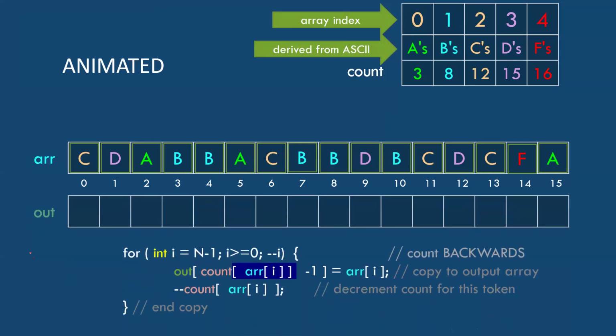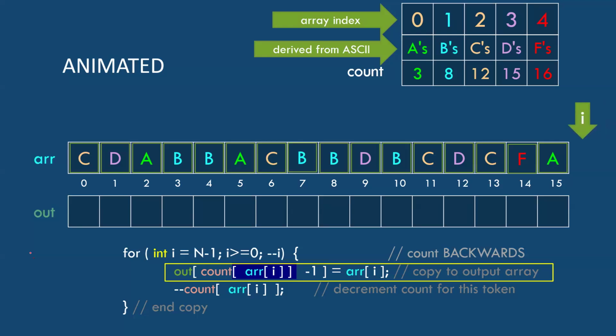So I'm going to say for i equals n minus 1, starting from the A, position 15, that's the A. I ask, what is the count for array of i? What is the count for the A? Well, the count for the A is 3. 3 minus 1 is 2, so I'm going to put that in position number 2. So I filled in the last A of all 3 A's. Then I move backwards, but I have to decrement the count for the next time I run into an A.